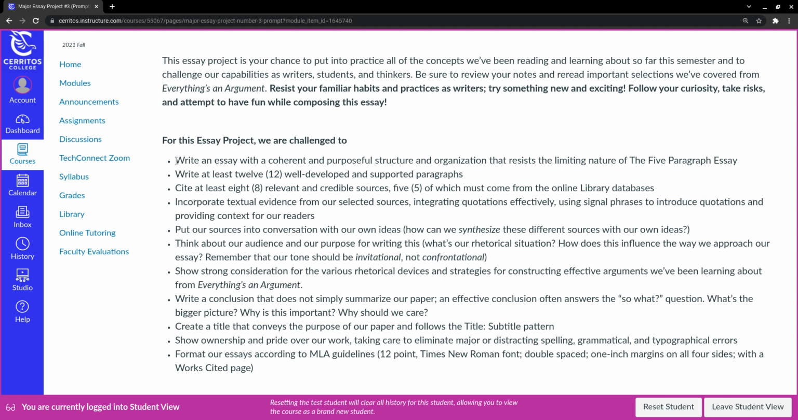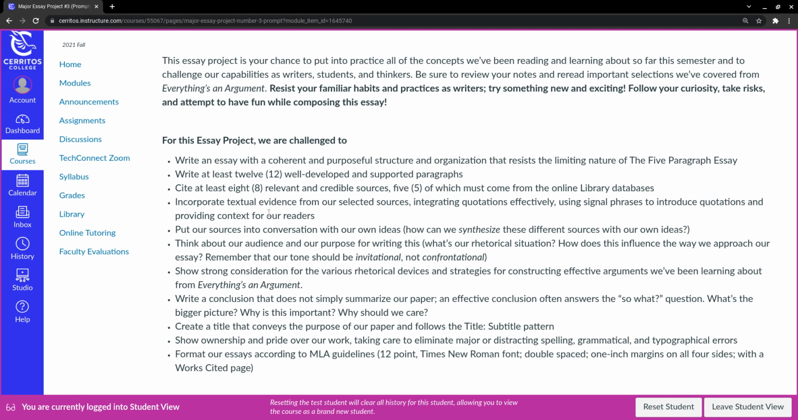And in fact, this essay is going to be very hard to fall into that pattern because we're also challenged to write at least 12 well-developed and supported paragraphs. Now, in a paper of 8 to 10 pages, that should be very easy to do. But we want to make sure that we are breaking our ideas into coherent, well-structured paragraphs, separating our ideas. We're challenged to cite at least 8 relevant and credible sources, 5 of which must come from the library's online databases. Again, there's a separate video that walks you through how to access these databases, so please make sure that you watch that.